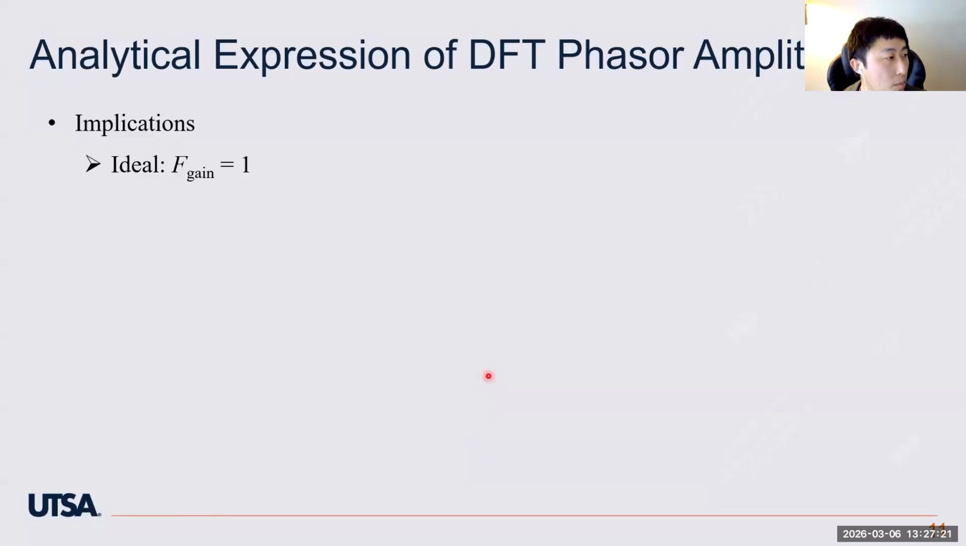So let's see what implications we have once we have that expression. First of all, what is our goal? Our goal is to measure the oscillation components as accurately as possible. Basically, we want the F gain to be 1, so we don't want it to change anything. Just give me whatever it is, right? That's the goal.